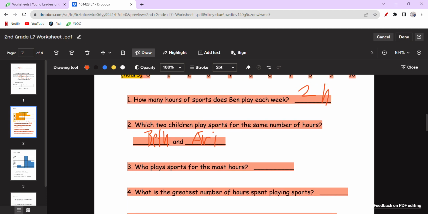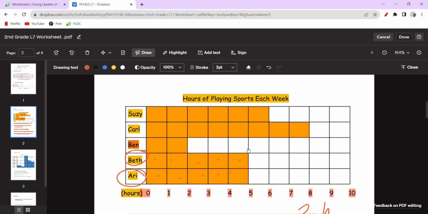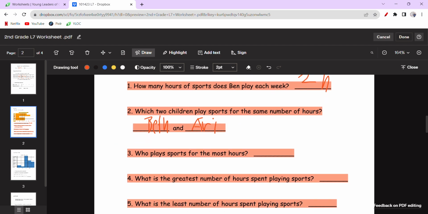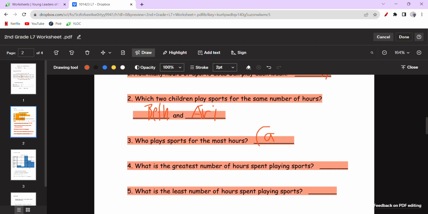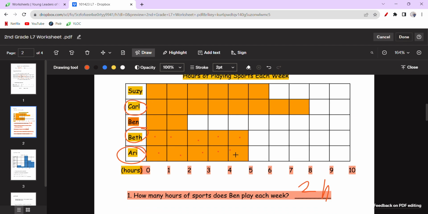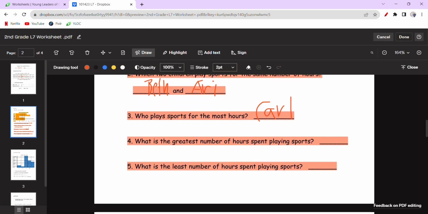Who plays sports for the most hours? For this one, we would count who has the most orange boxes, and that would be, who is it? It would be Carl, right? He played the most. Number 4, what is the greatest number of hours spent playing sports? So we know Carl played the most, right? So we just need to count up how many hours he played. 1, 2, 3, 4, 5, 6, 7, 8. So the greatest number of hours would be 8 hours.